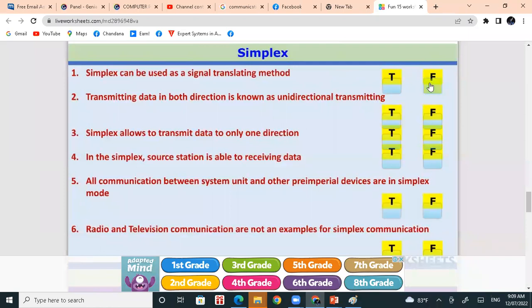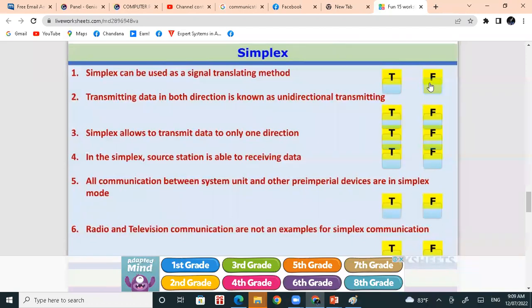The correct answer is false, because simplex is a data transmission mode. Simplex is an example of a data transmission mode. It is not a type of data signal translating method. Actually, a modem can be used to translate signals, analog to digital or digital to analog. Simplex means the transmission mode.